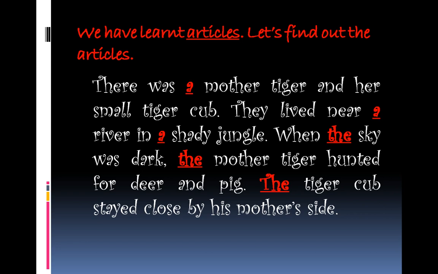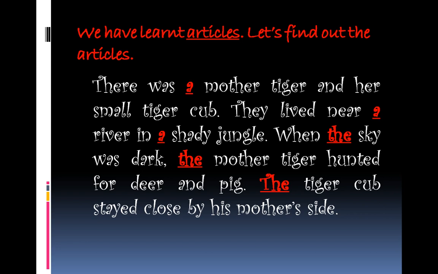Okay, let's move forward. Now we will identify the nouns. This is a very easy thing. You have done this many times and it's very easy for you. Let us find out quickly. There was a mother tiger. Mother tiger, it's a name, so it is a noun. And her small tiger cub, again a naming word, tiger cub. Cub is the young one of a tiger. We have memorized it already.